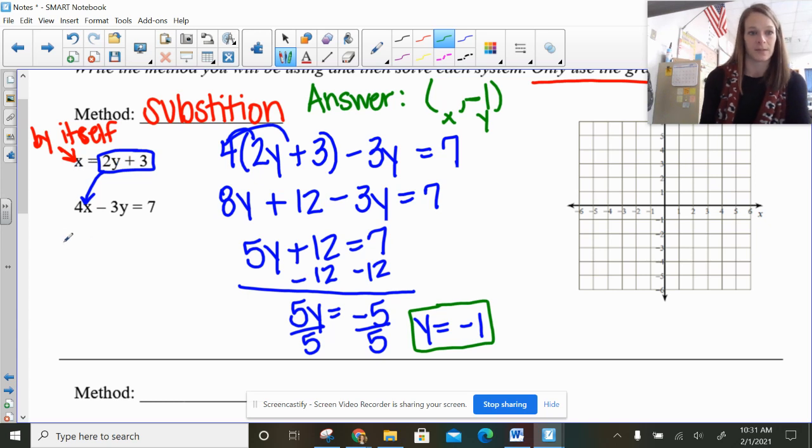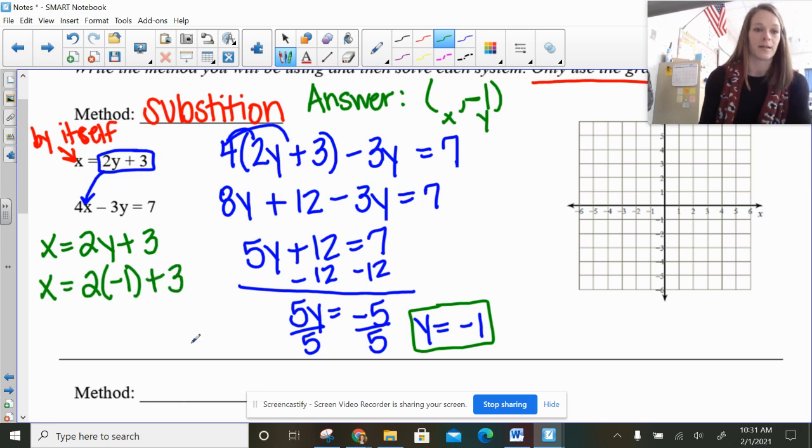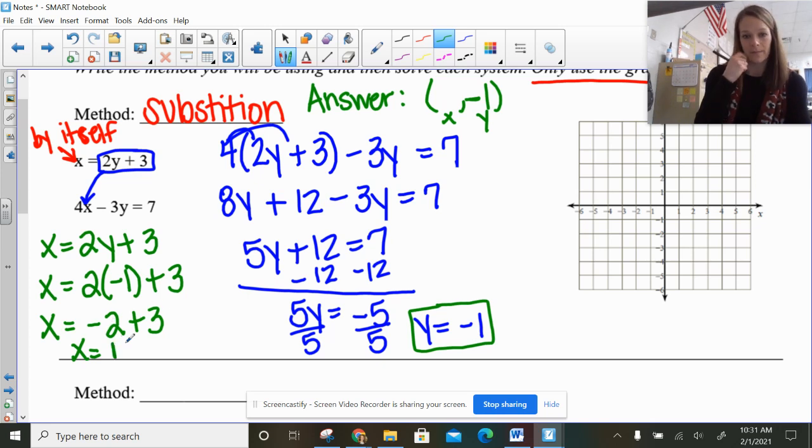I'm going to use the first one. So this is the equation I'm using. I'm taking my answer that I found. I'm plugging it in for y here because that's what I found. So x equals 2 times negative 1 plus 3. 2 times negative 1 is negative 2. Bring down the plus 3. And then negative 2 plus 3 is 1. Okay, and that is my other part of my answer.